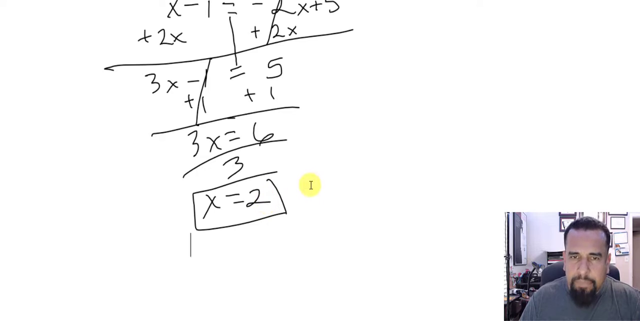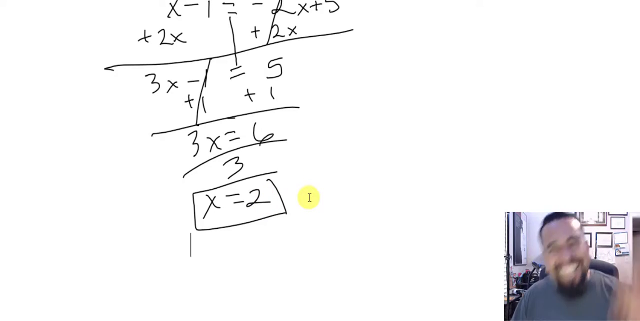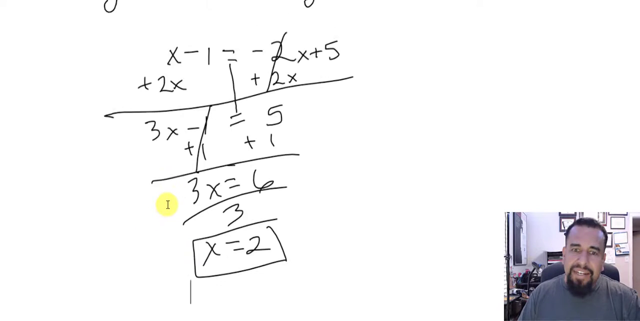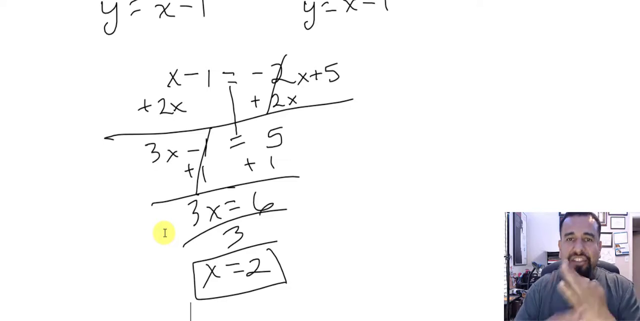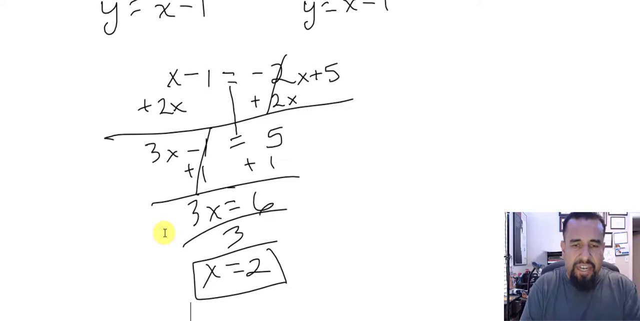Now, remember, this is the number one mistake. Most people stop right here and say, x equals 2, I'm done. No, you're not. Okay, you're not done. This is a system of equations. Basically, what we're doing is finding where these two lines, because these two equations are lines, intersect. Where do they intersect? And as you know, they intersect in an ordered pair.